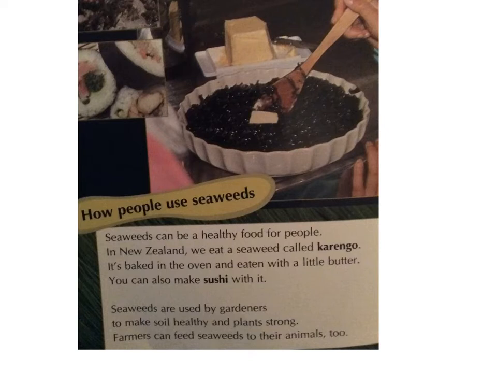So my first sentence says, seaweeds can be a healthy food for people. What do you think the key words in that sentence are? I think that the key words are going to be seaweeds, healthy, food, and people. Those are the important words. Those other words that are in that sentence just join those words together. Let's have a look at the next sentence.